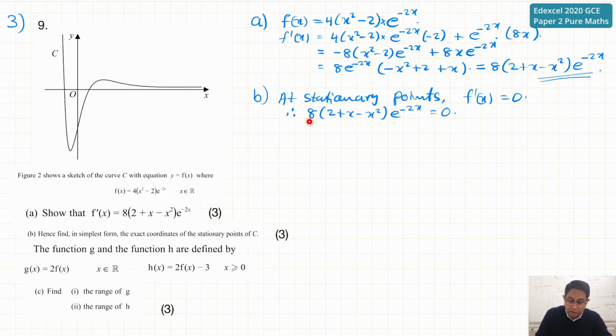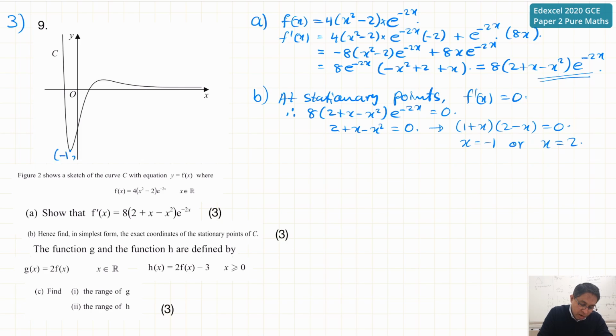You can divide this equation by the constant 8, and e to the power minus 2x is never going to be equal to 0. Therefore, we can say that 2 plus x minus x squared should be equal to 0. You can factorize the left hand side, that's 1 plus x times 2 minus x equals 0. Then the solution to this equation is x equals minus 1 or x equals 2. Therefore, we can write the x coordinate at this point as minus 1 and the x coordinate at this point as 2.